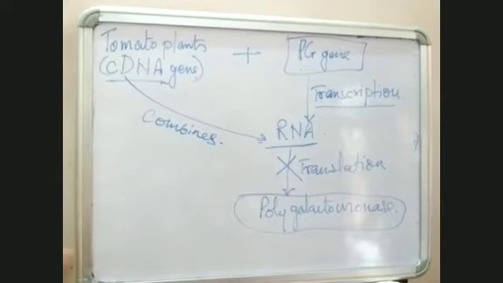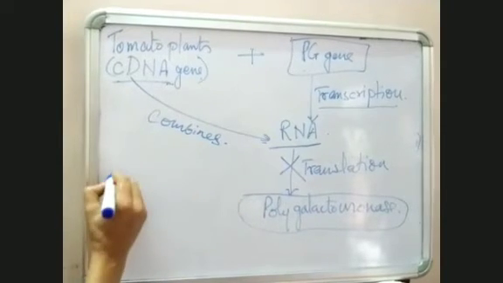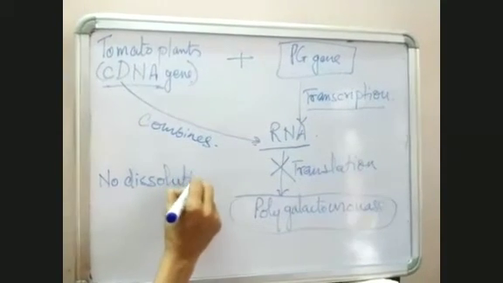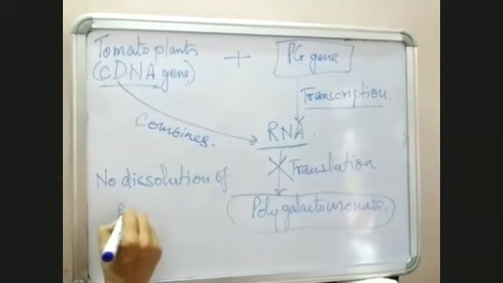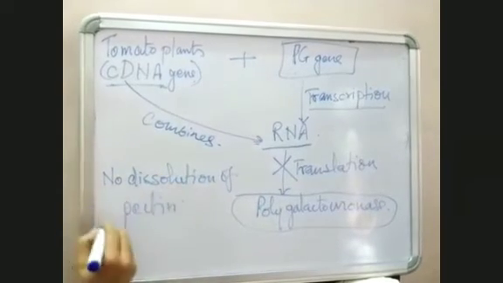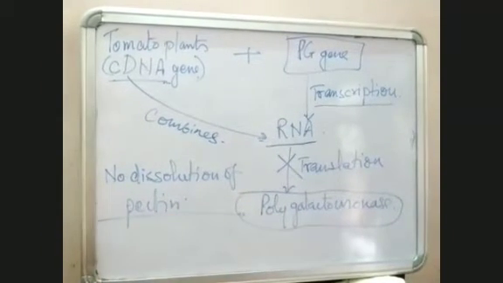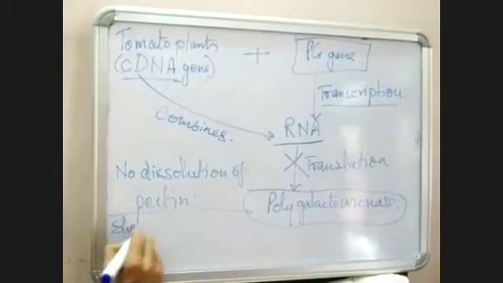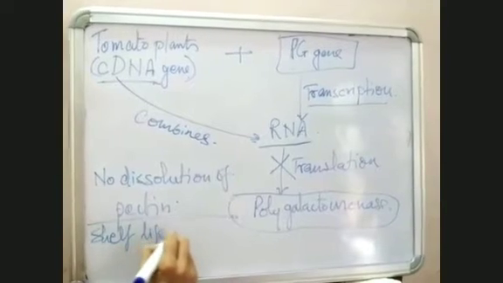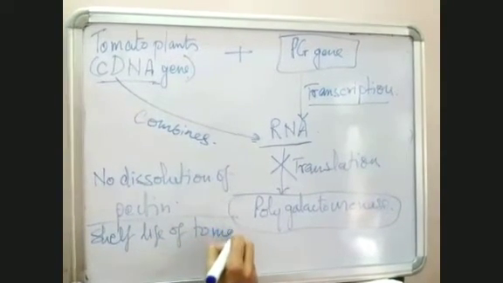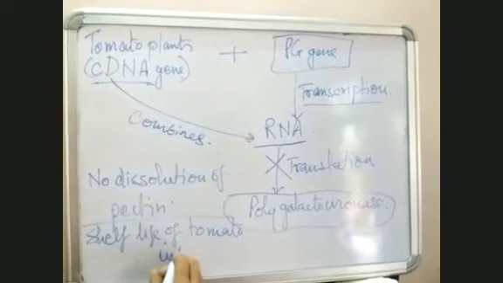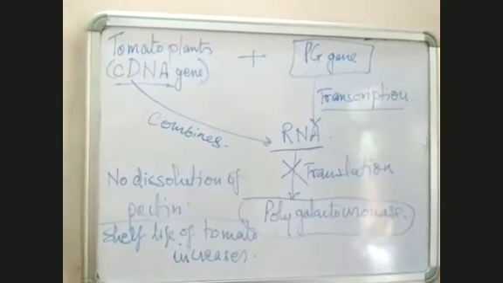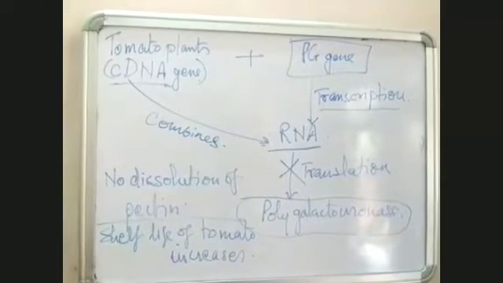And when polygalacturonase is not formed, that means no dissolution of pectin. And when pectin doesn't dissolve quickly, what will happen? When the pectin doesn't dissolve, the tomato remains firm. That means the shelf life of tomato increases. This is how the shelf life of tomato increased by making flavor saver tomatoes.